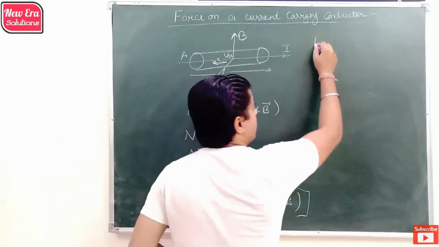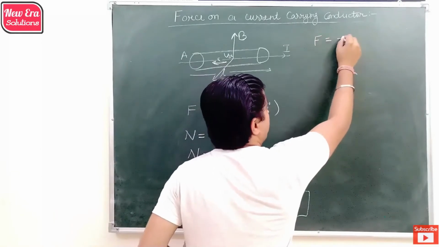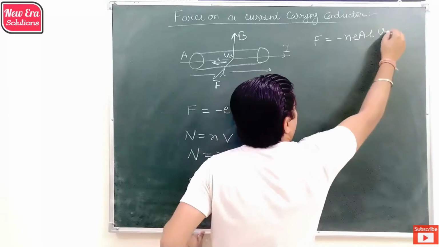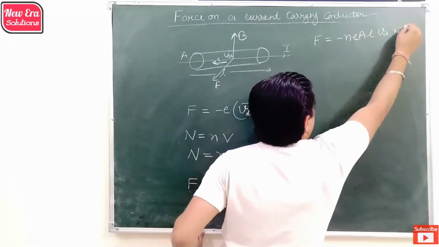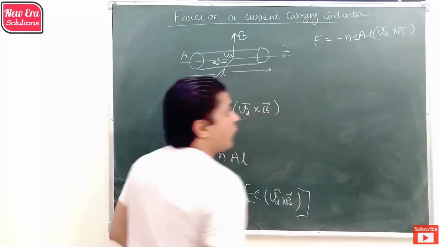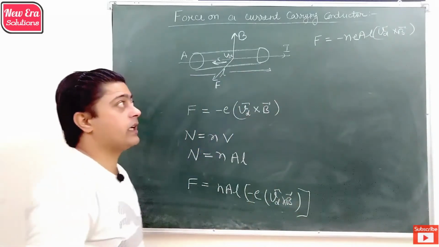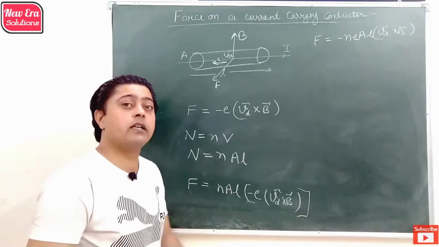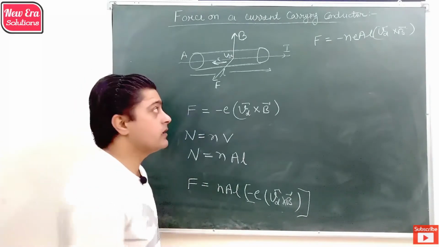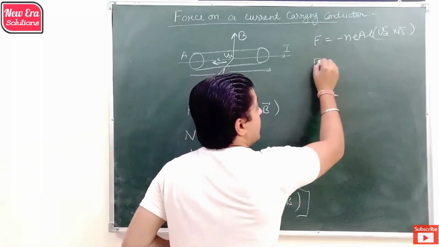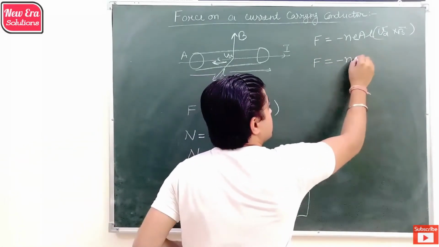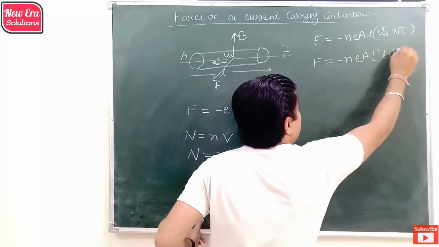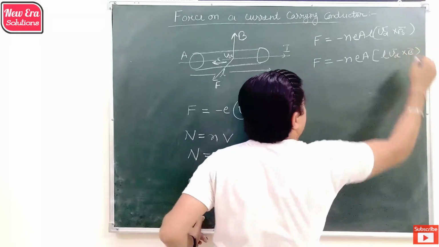Now that expression of force can be written as F is equal to minus n e A L Vd cross B. So to obtain current, we have to take drift velocity in terms of magnitude, because we know the expression of drift velocity related to the current. For that, we can write that expression in the form minus small n e A L Vd cross B.